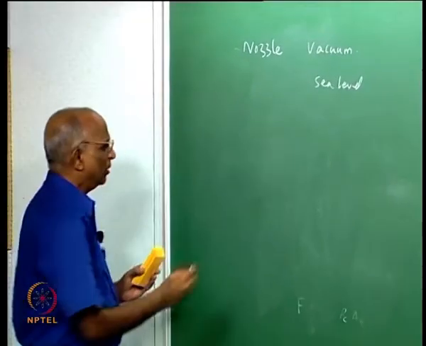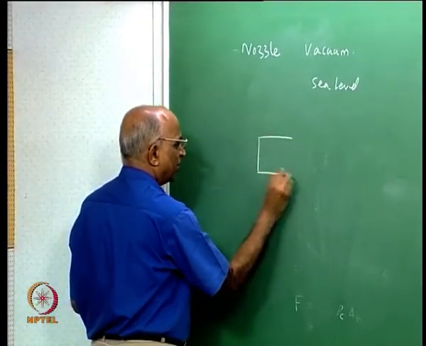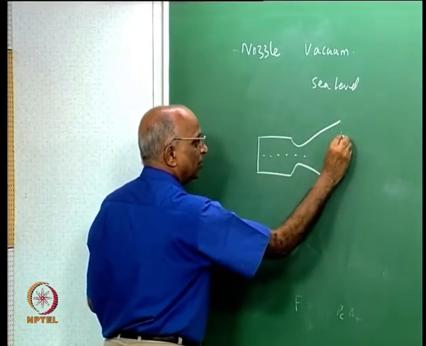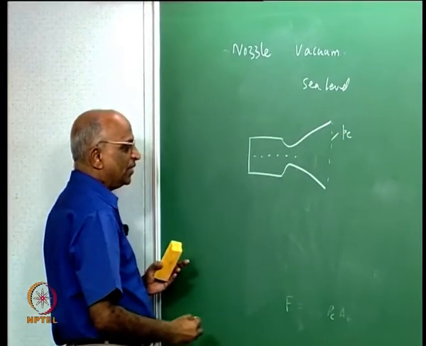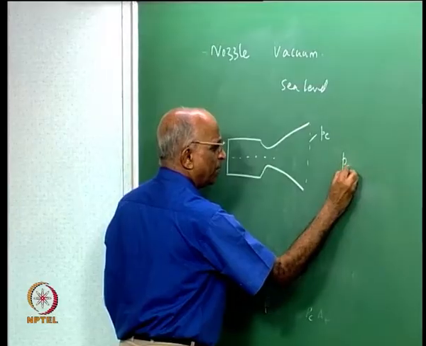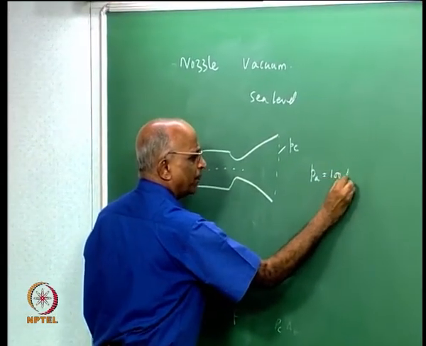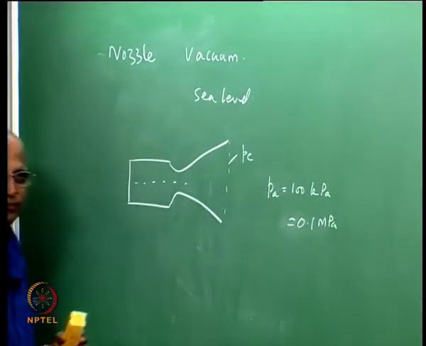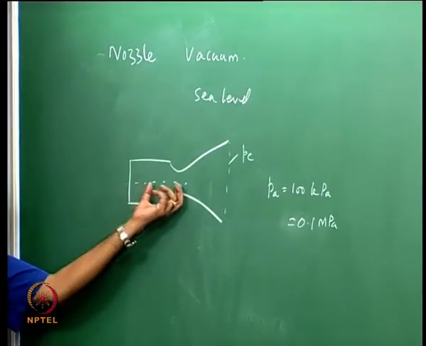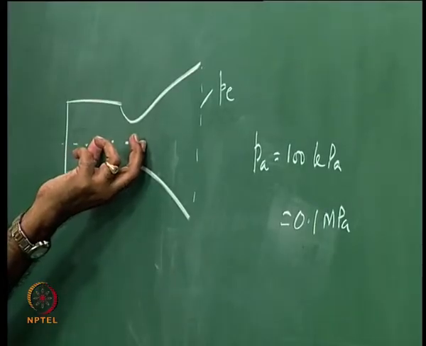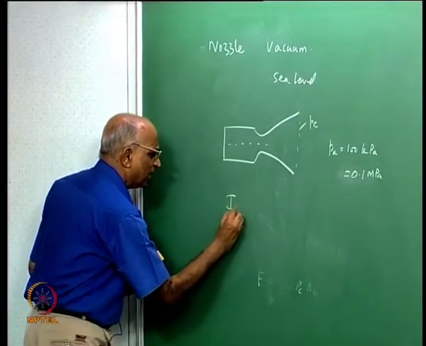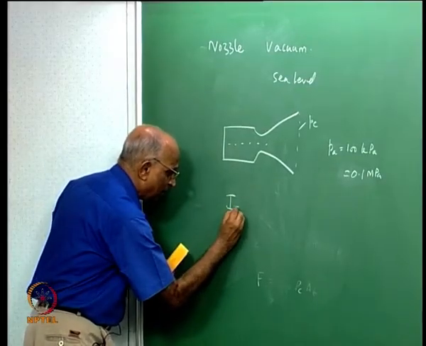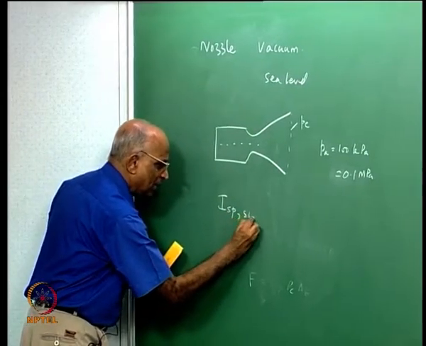Let us say I have a nozzle, this is the chamber which generates high pressure, and the exit pressure is equal to, let us say, PE. At sea level the ambient pressure PA is equal to 100 kPa, which is equal to 0.1 MPa. Now I want you to tell me the relation for the specific impulse at sea level.